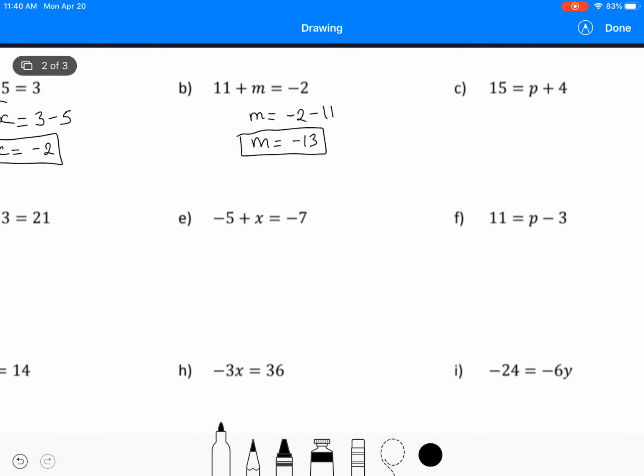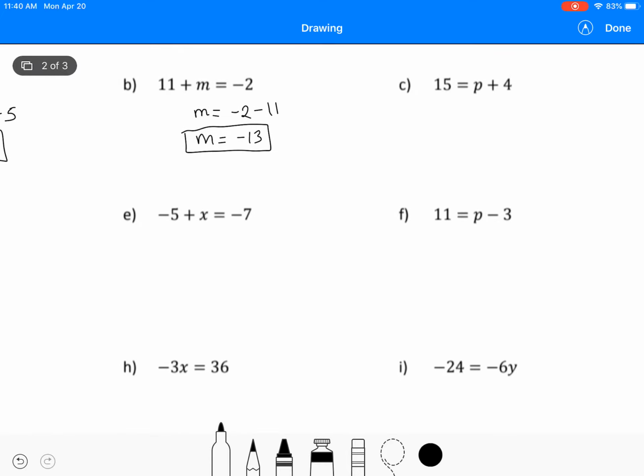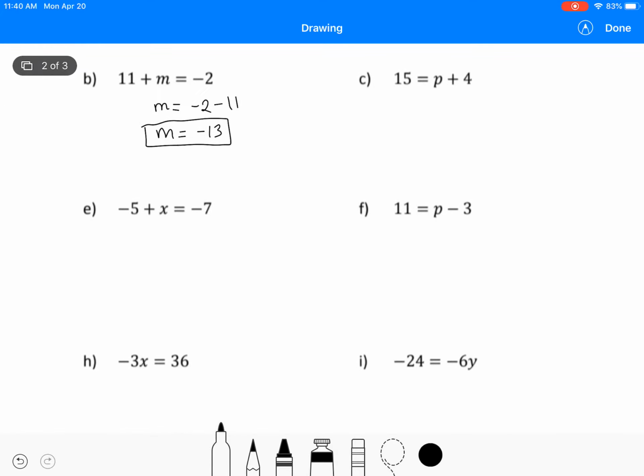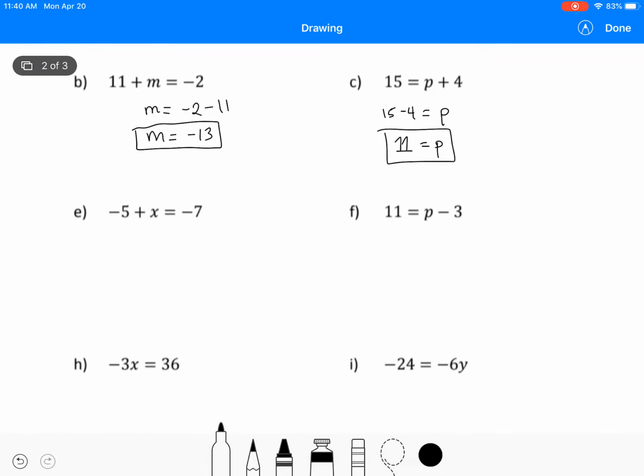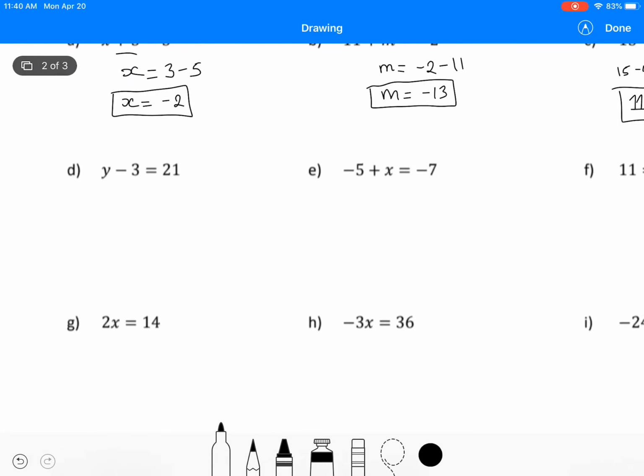Okay. On the next one, we have 15 is equal to p plus 4. That plus 4 is going to come to the other side and become a 15 minus 4, and we'll get 11 is equal to p. All right, let's keep it going.